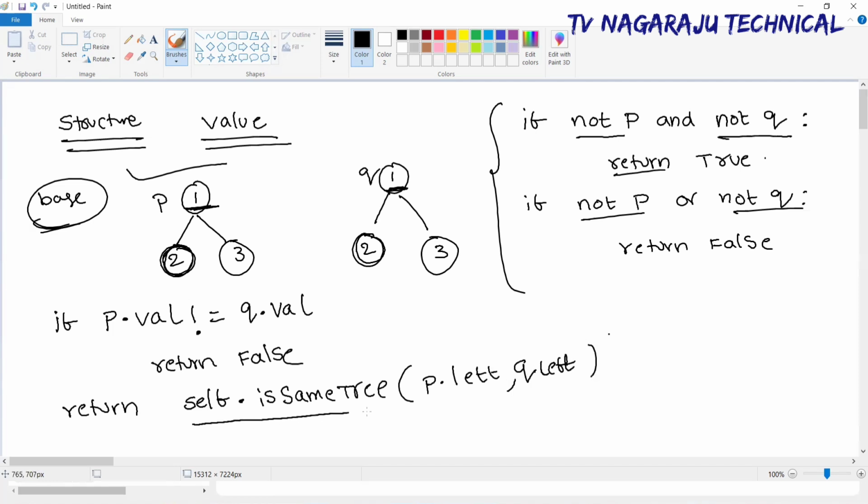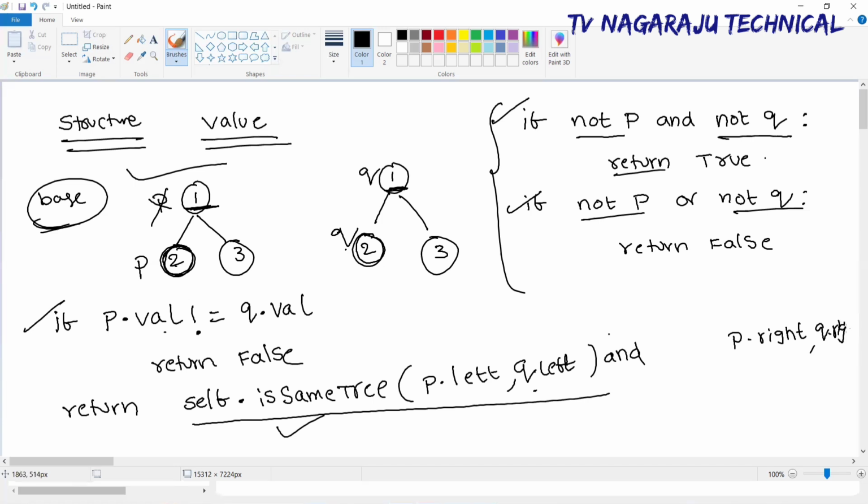Here, once this happened, p.left now points to this node, and q.left points to this node. Again, first this condition, followed by this condition, followed by this condition. Again, 2 and 2 are equal, so the condition is satisfied. At the same time, once the left is completed, you need to check the right also: p.right, q.right. At any point, if the values are not equal, I am returning false.